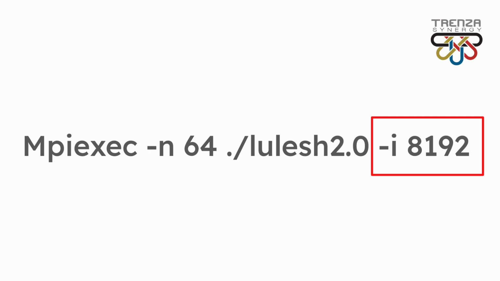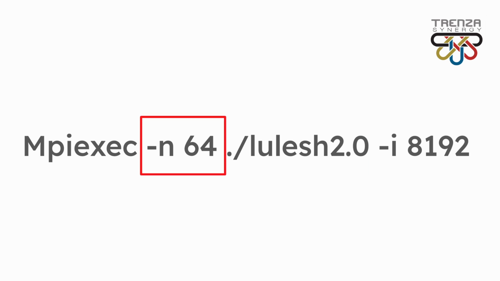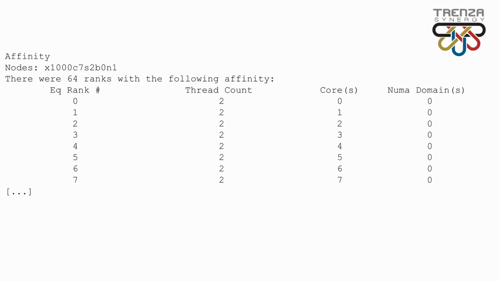So the 8192, that's just a Lulish setting. The -N64 means 64 ranks. And the MPI exec is what this particular machine used to start the MPI run. You can see right off the bat that these results are not ideal.